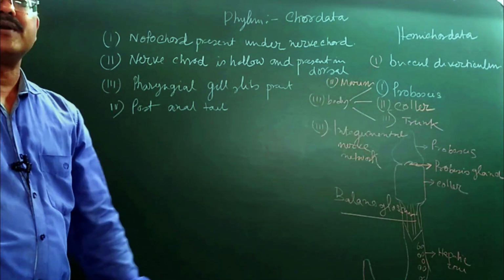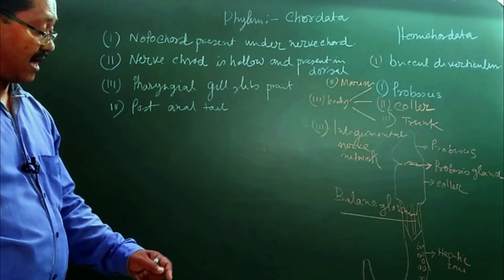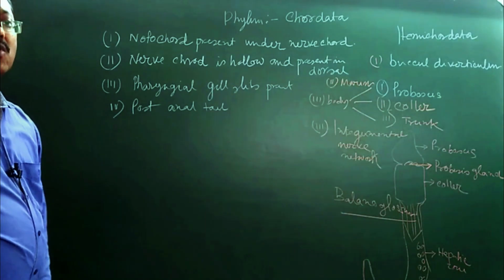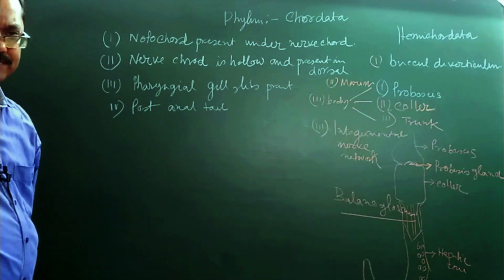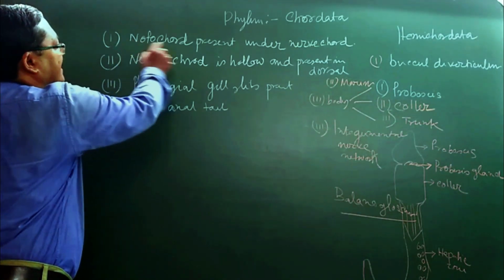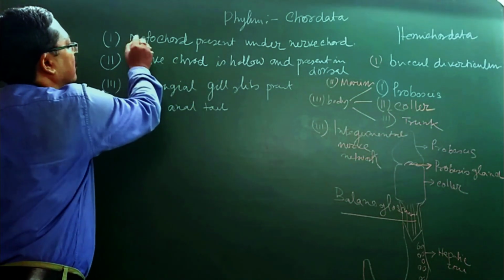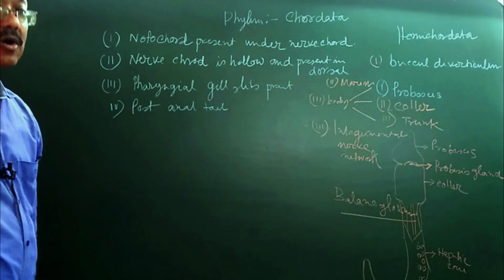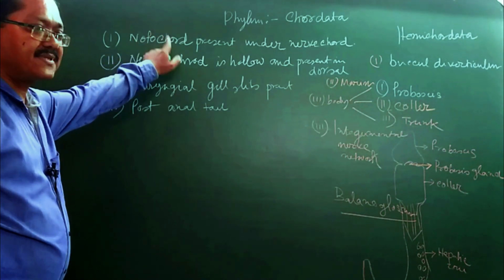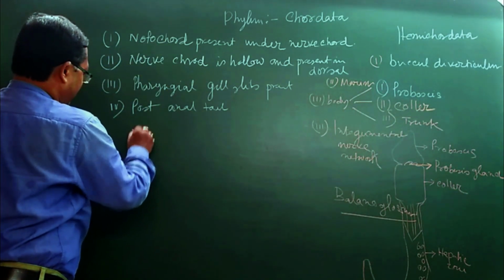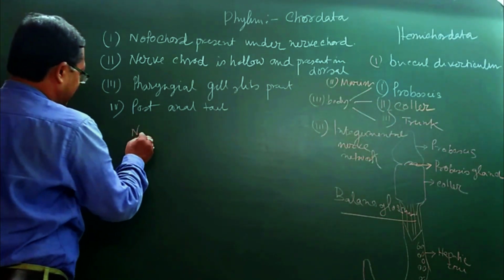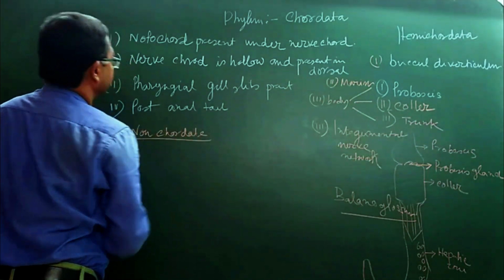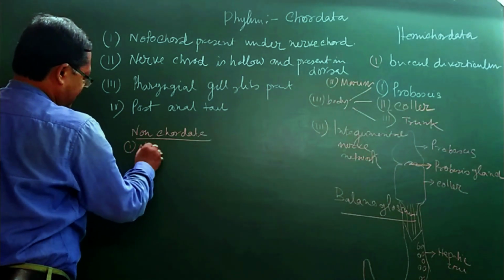These are the most predominant characteristics found in Chordata. Chordata differs from the primitive non-chordate animals on the basis of these characters. What are the differences between chordate and non-chordate? Notochord is present under the nerve cord in chordates, whereas in non-chordates the notochord is absent. Non-chordate general character: notochord absent.